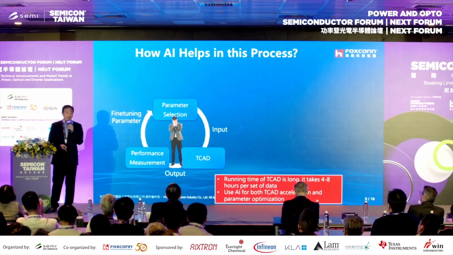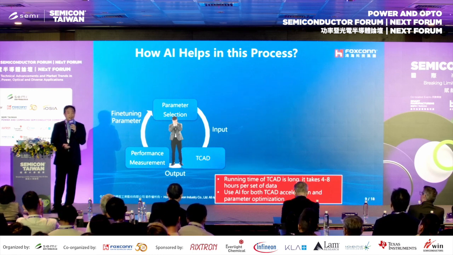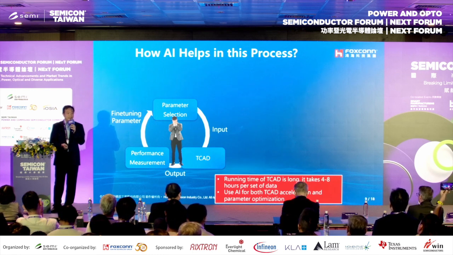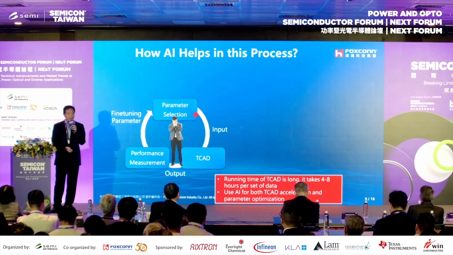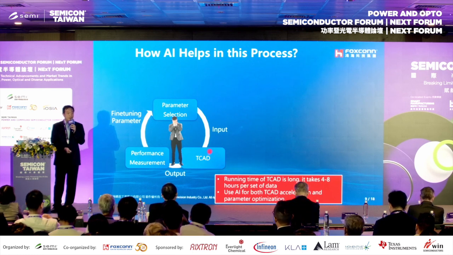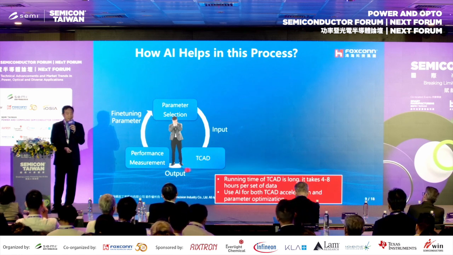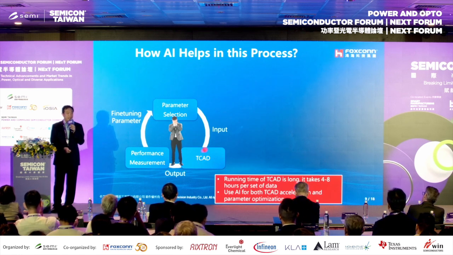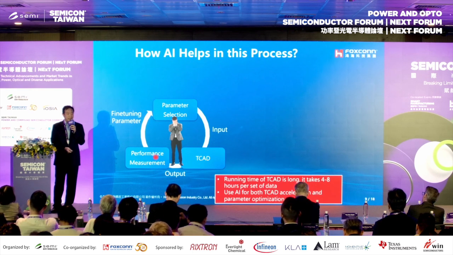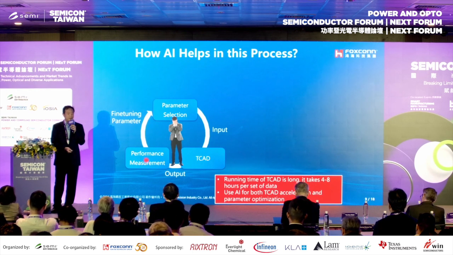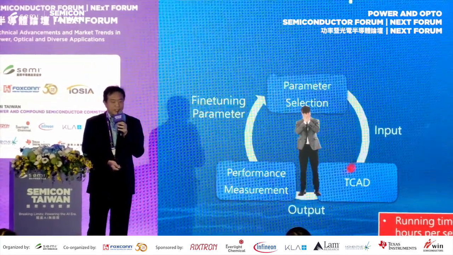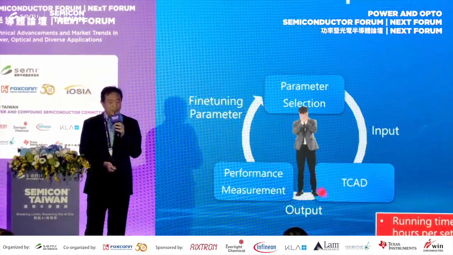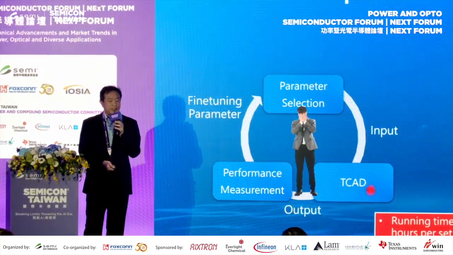So how can AI help in this process? We can simplify the previous process into a circular process like this. First, we do parameter selection, and then we input the selected parameters to TK to do simulation. And then, after we have output from TK, we measure the performance. And then we fine-tune the parameters if the performance is not good. And during this circular process, the running time for TK is very long. Usually it takes 4 to 8 hours per set of data.